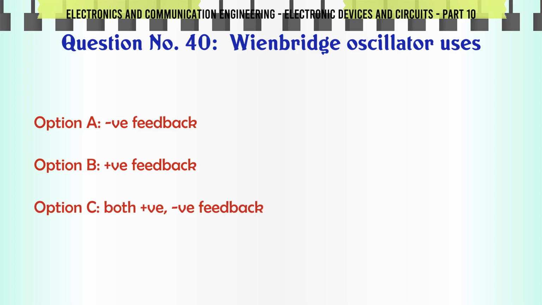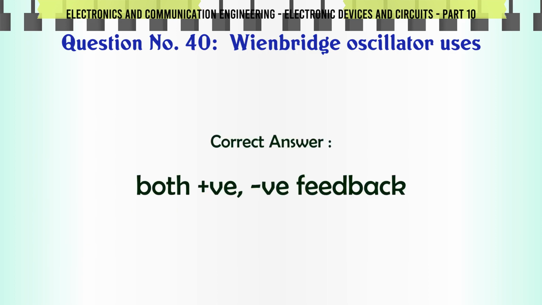Wien bridge oscillator uses A. positive feedback. B. Negative feedback. C. Both positive and negative feedback. D. Feedback is not required. The correct answer is both positive and negative feedback.